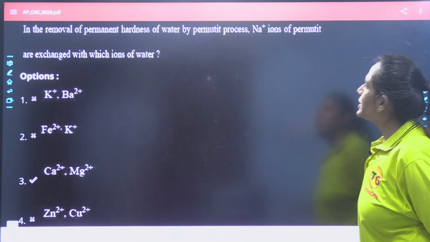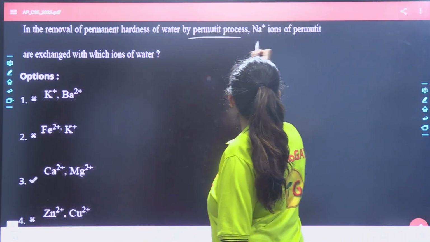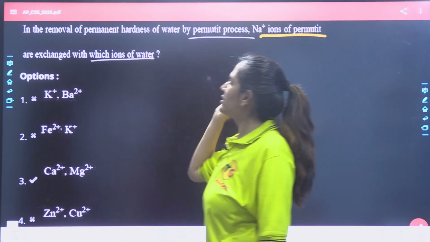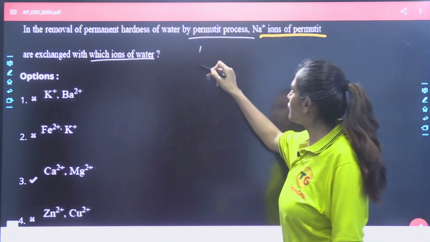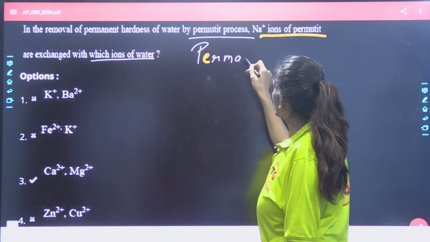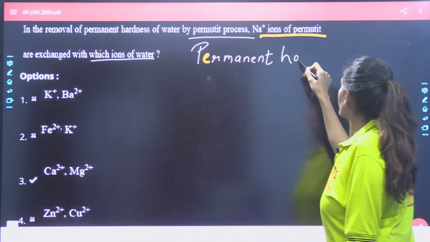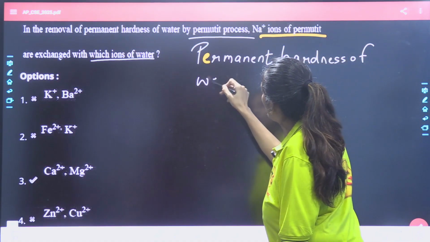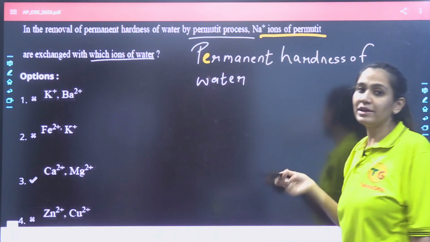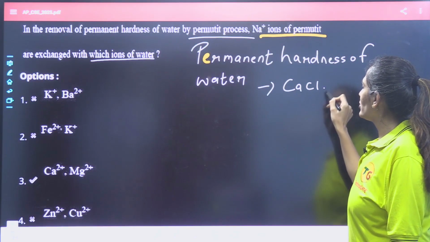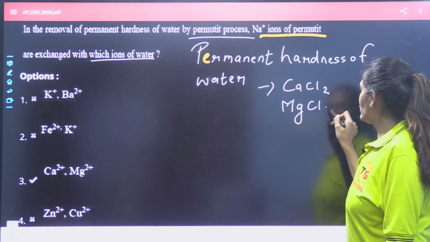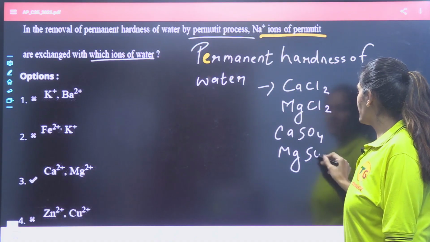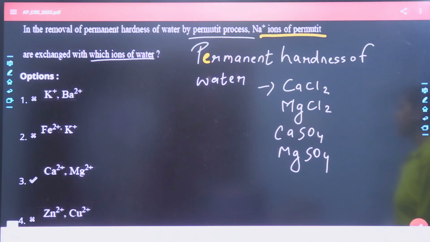In the removal of permanent hardness of water by the permutit process, sodium ions of permutit are exchanged with which ions? So see, which ions of the water? The permanent hardness of water is due to what? Calcium chloride, magnesium chloride, calcium sulfate, magnesium sulfate. These are responsible for the permanent hardness of water.